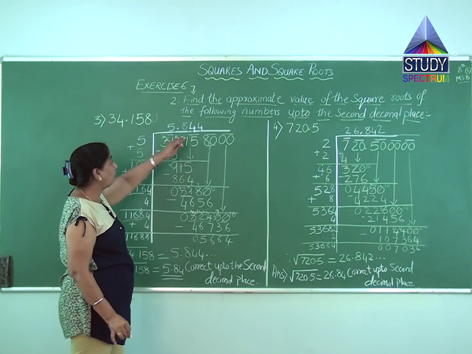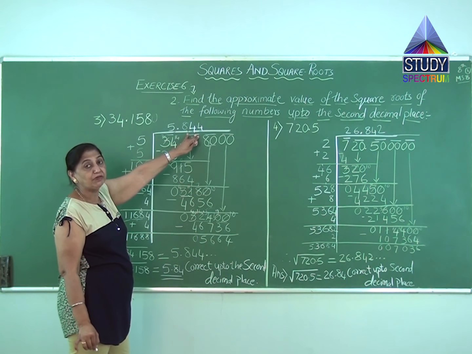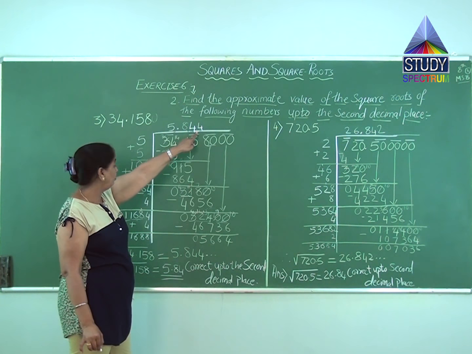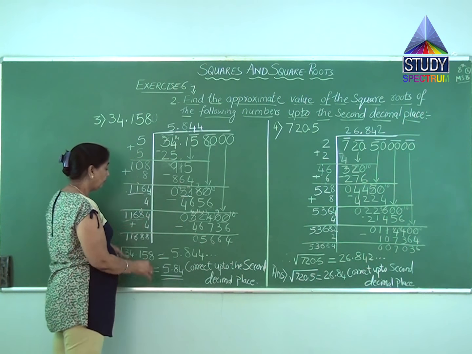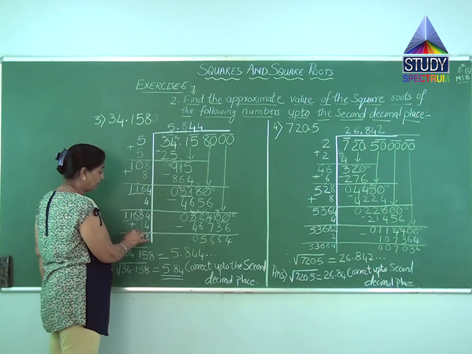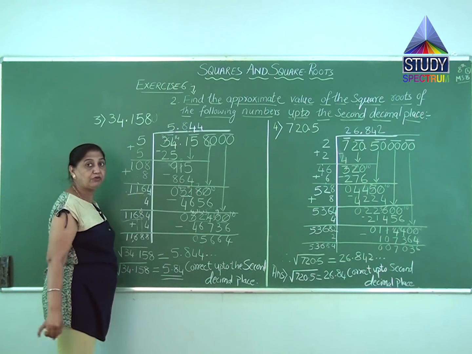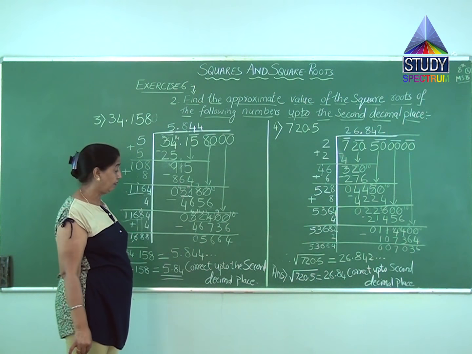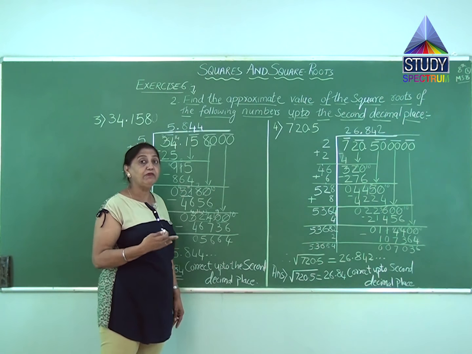So now this we have solved up to the third decimal place. What is remaining in this sum? This 4 I have to add over here. So I will get 4 plus 4, 8. This remaining number will come as it is. So that is 11,688. Now you can go on solving further.